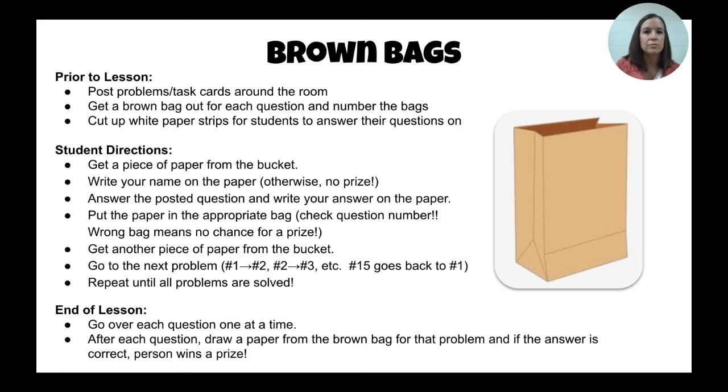So they'll go around the room. They could go in any order. Then at the end, you'll go over each question individually. And then after you go over question number one, you'll reach in the brown bag and draw out one of the names. And if the person got it correct, they get a prize or whatever it might be, points for a team or whatever you might decide. We have team money, so I would give out team money prizes. And so, yeah, you just go through each question and do that, the brown bag for each one.